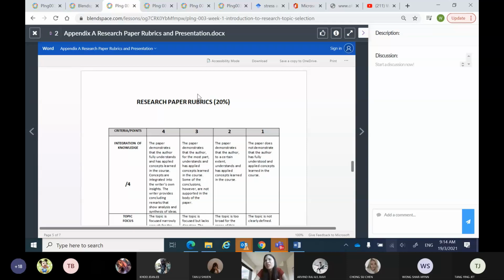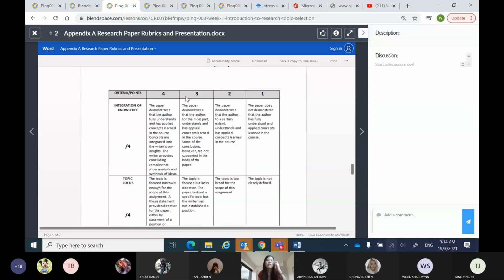Okay, we are just learning the skill of writing an academic paper. That's it. So let's look at the first criterion, integration of knowledge. You must show me that you fully understand whatever concepts I've taught you in this course. Like I just taught you how to write your literature review, right? So I want to see that it is reflected in your work.